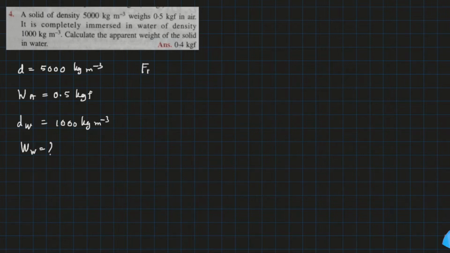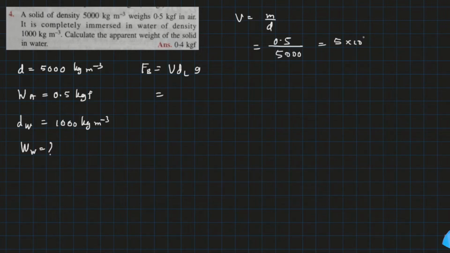So this is a relatively straightforward question. The upthrust is VDLG. The volume of this body, that is what we don't know, so let us find the volume. Volume is mass upon density, and mass is given to be 0.5 and density is 5000. So this will be 5 into 10 to the power minus 1 over 5 into 10 to the power 3, so this will become 10 to the power minus 4 meter cube. That will be the volume.